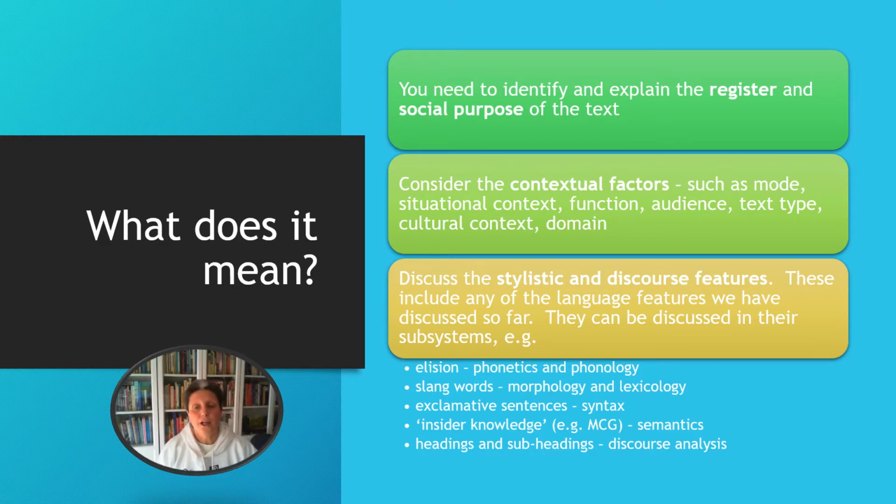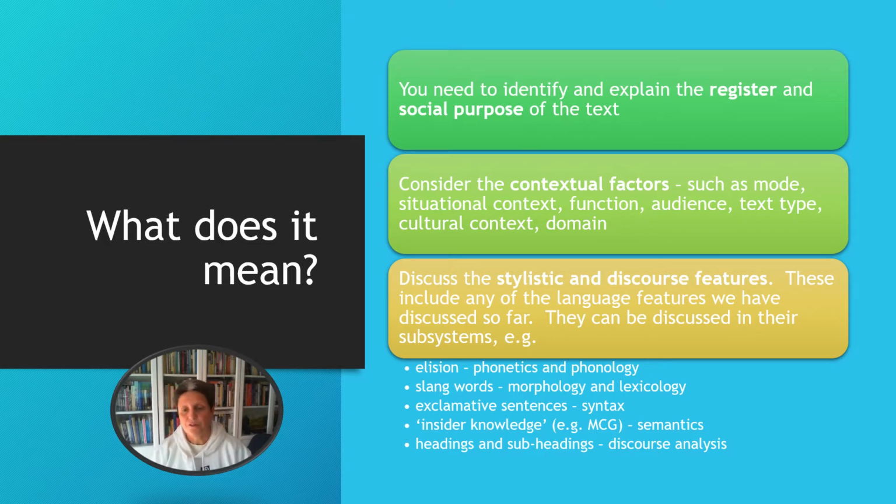Discuss stylistic and discourse features. These include any of the language features that you've studied. Okay, and they can be discussed in their subsystems. I really like the subsystem approach when you're sitting down to do your annotation. Go through and highlight everything that you can under the subsystems, collate them together, and I think if you look at the two largest subsystems, that's going to give you a number of language features to write about, guided by what the context has set up for you.